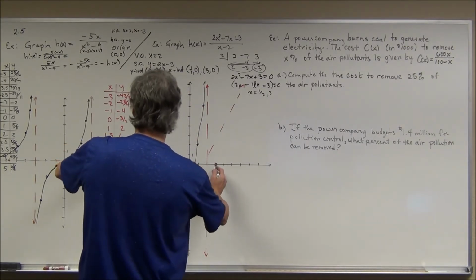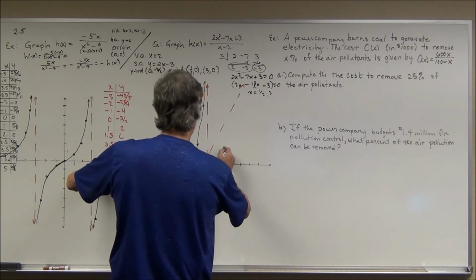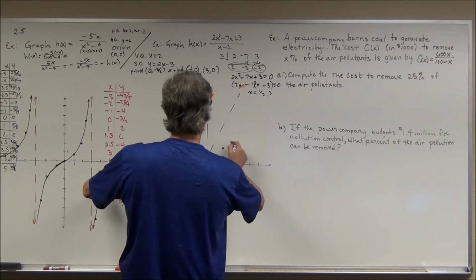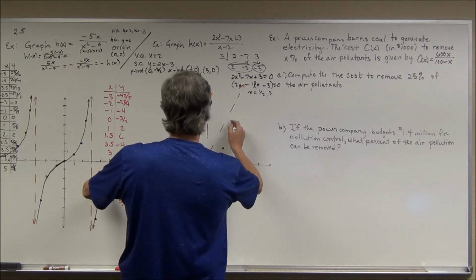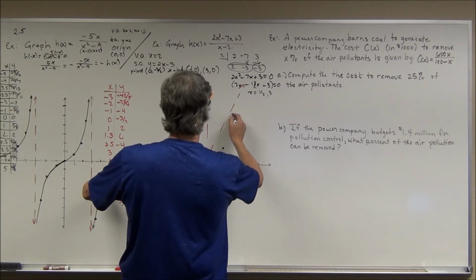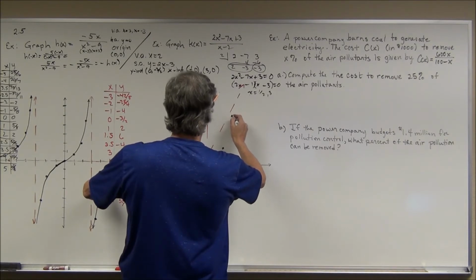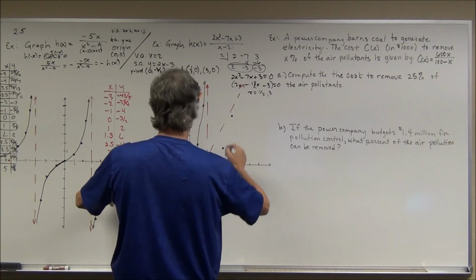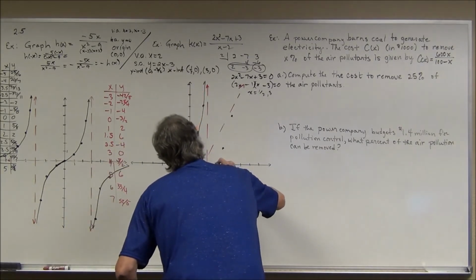3, 0 I have, 4, 1.5, 5, 6. I don't know if my sketch is good enough to do this one. 1, 2, 3, 4, 5, 6. Looks like it's going to be off a little bit. And that's not going to make it any better because that's way going to be off the sketch.